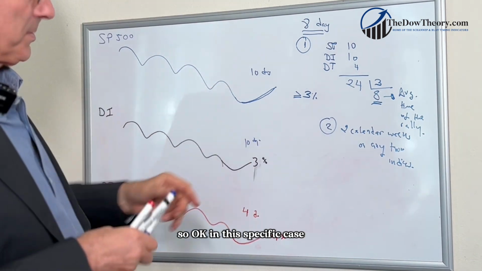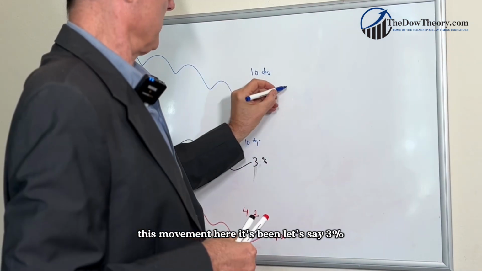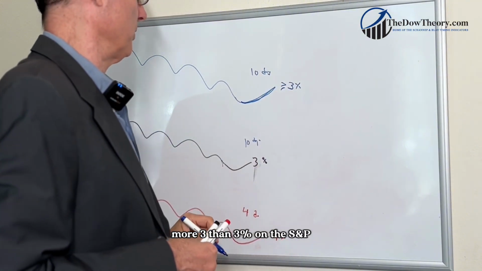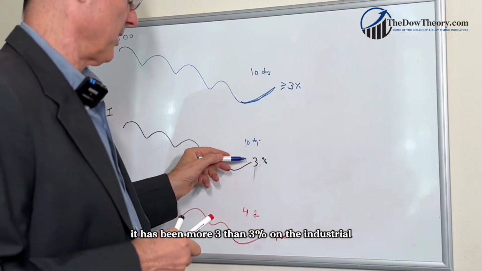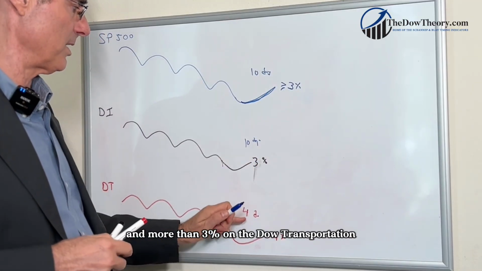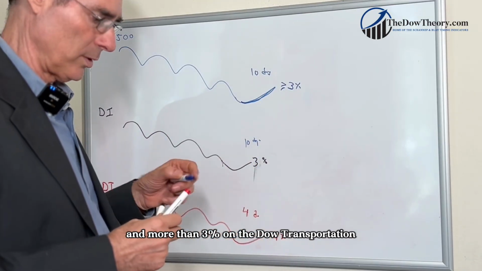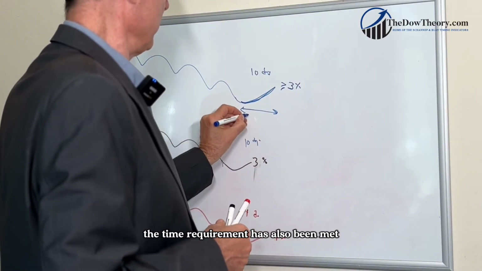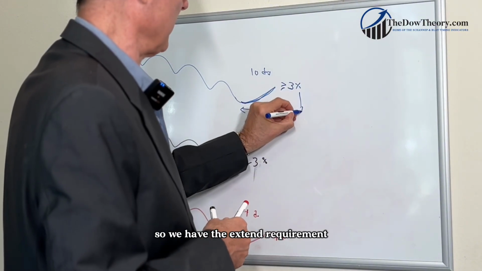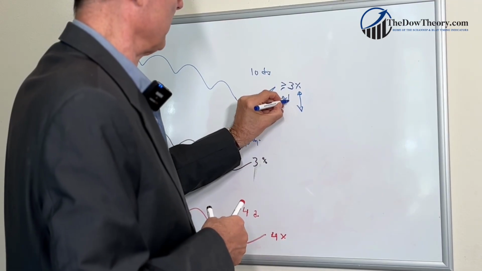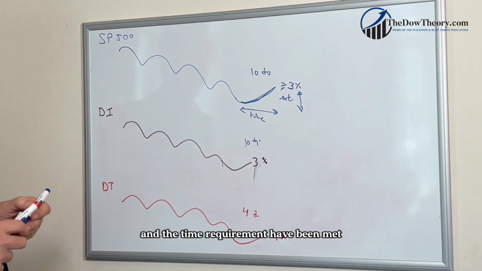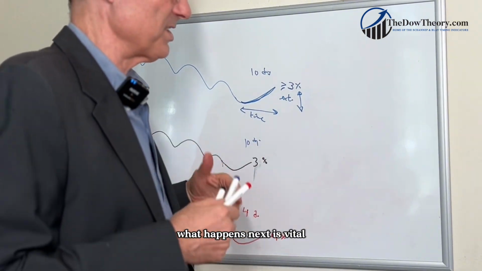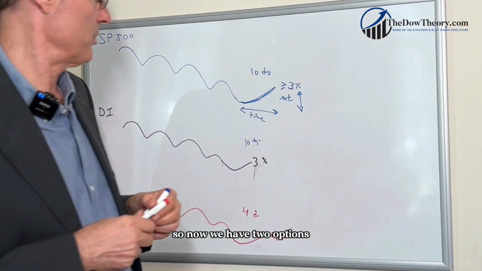So, in this specific case, this movement here has been more than 3% on the S&P, more than 3% on the Dow Industrials, and more than 3% on the Dow Transportation. And as I showed before, the time requirement has also been met. So we have the extent requirement and the time requirement met. As with the original Dow theory, what happens next is vital. So now we have 2 options.